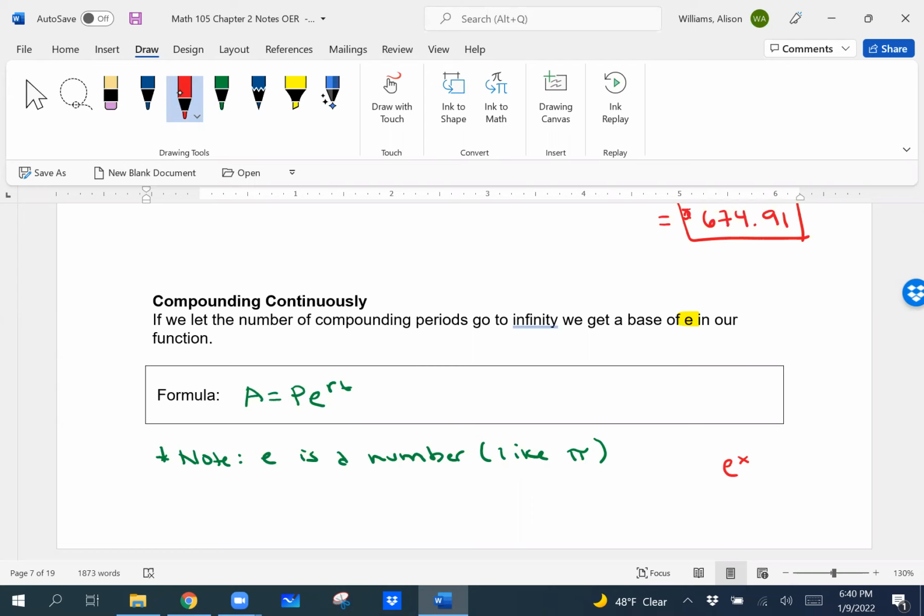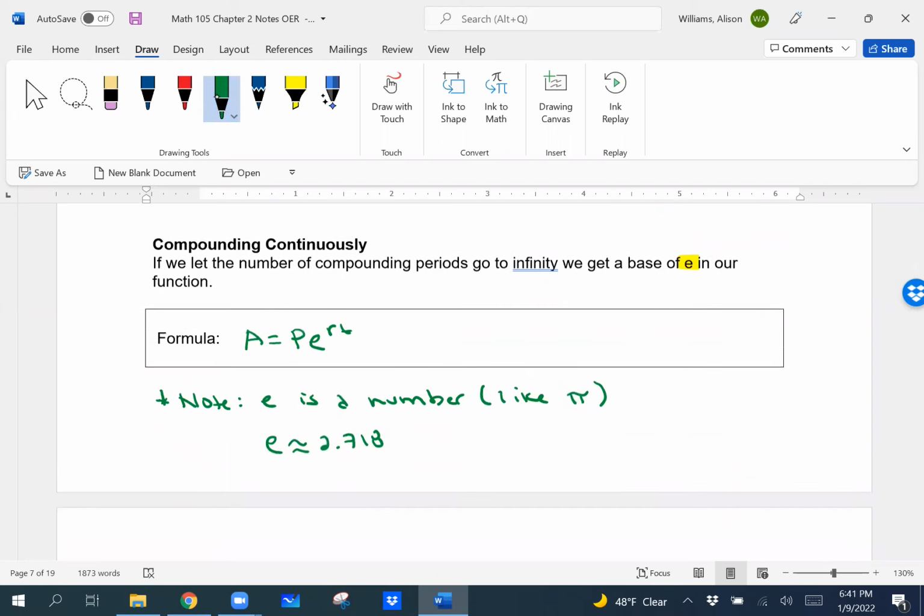Some calculators even just have e, like an e all by itself. You may have to hit the second or shift button to access it. But if you have it, I would go ahead and find e to the 1 just to see it. And it comes out to 2.718 approximately.